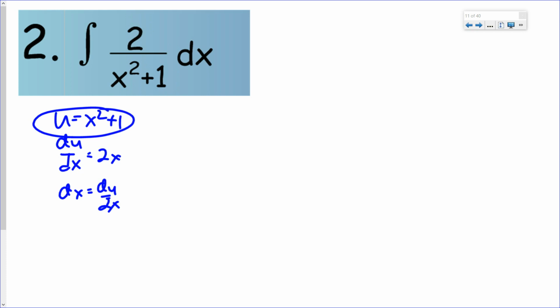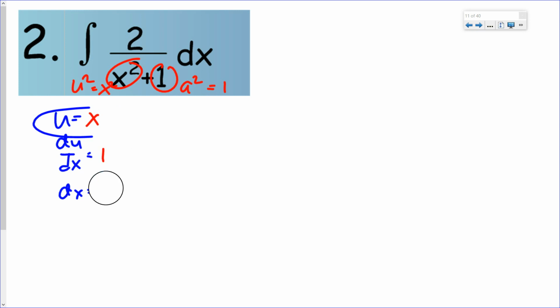Okay, so what kind of problem is this? What other alternatives do I have? Arctan, okay? And the nice thing about arctan is it changes this u from x squared into an x. Okay, what do I mean? Because this is actually u squared. This will actually be a squared. So a squared equals 1, u squared equals x squared. So that turns the u into an x, which changes the du dx into 1. And so dx is going to be equal to du.